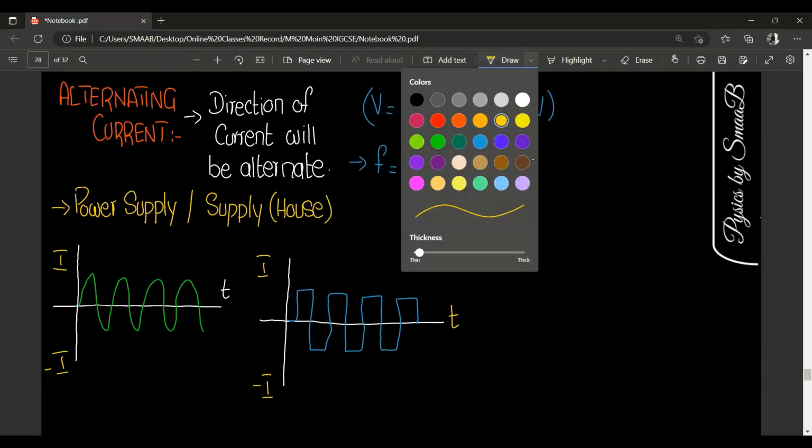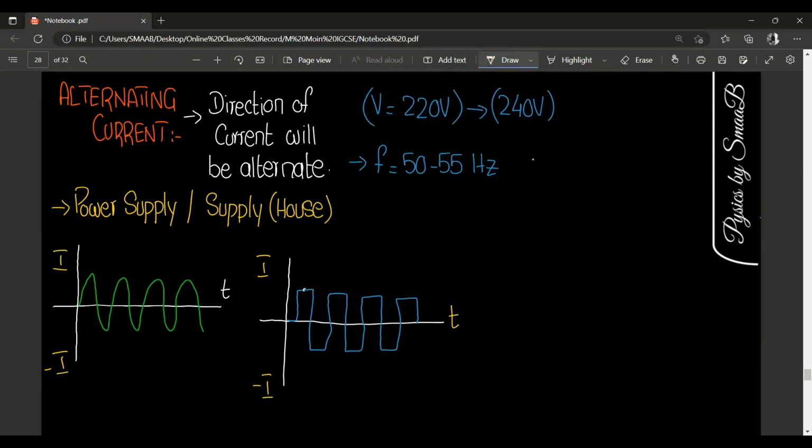Because if we take any point on the graph, let's suppose at this point, you can easily measure the value of electric current. If we take this point, you can easily mark the value of electric current. But in variable current, you can see that there will be a direction change and a variable graph. So it depends upon the situation.